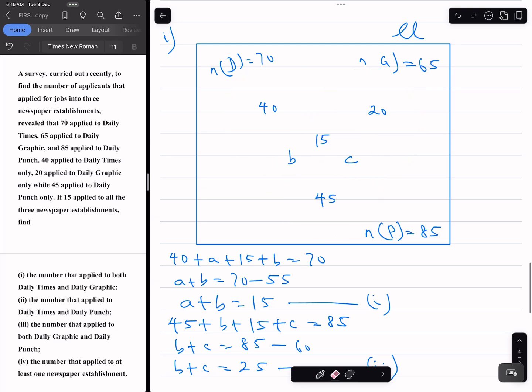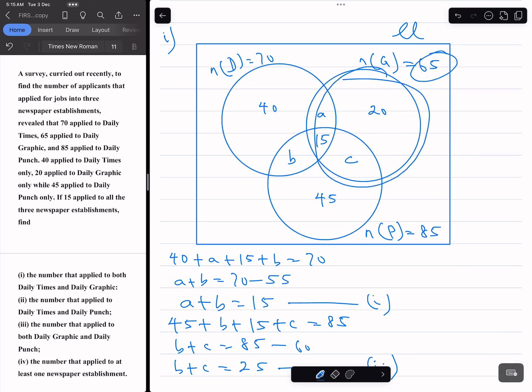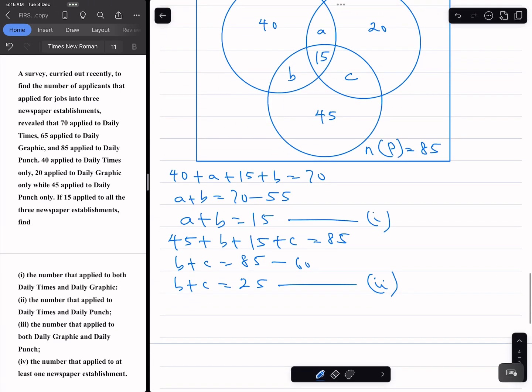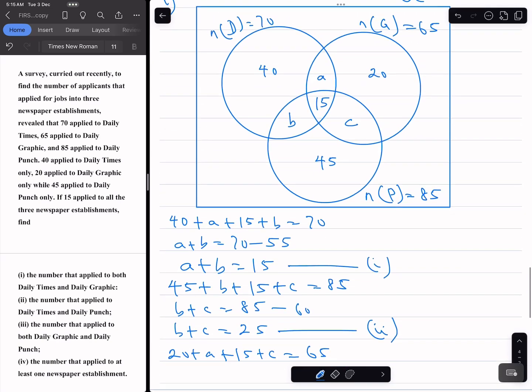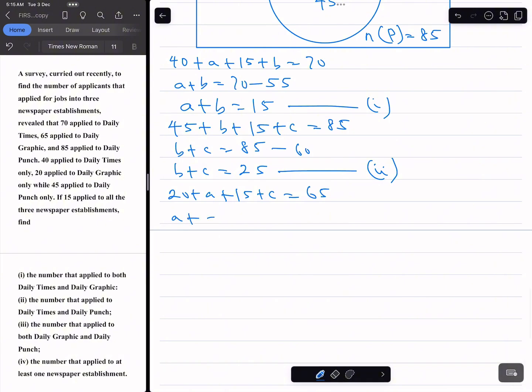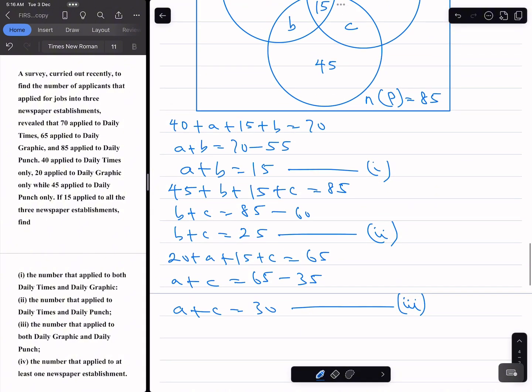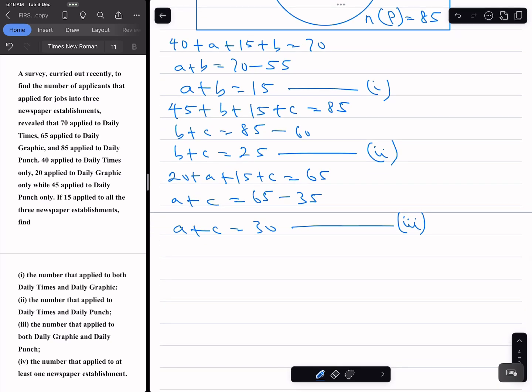The whole of this is also equal to 65. So that means 20 plus A plus 15 plus C is equal to 65, which simply means A plus C equals 65 minus 35, since 20 plus 15 is 35. So A plus C equals 30. That's equation 3. Now let's solve for A, B, and C.